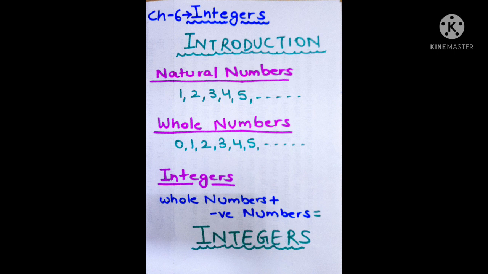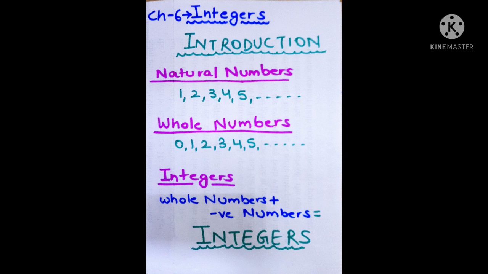So you all must have heard about natural numbers and whole numbers. What are natural numbers? Numbers like 1, 2, 3, 4, 5, 6, 7, 8 and so on all come under natural numbers. Whole numbers. What are whole numbers? Whole numbers are natural numbers but including 0. When we include 0 in natural numbers, we call that group whole numbers. So whole numbers start from 0: 0, 1, 2, 3, 4, 5, 6 and so on.